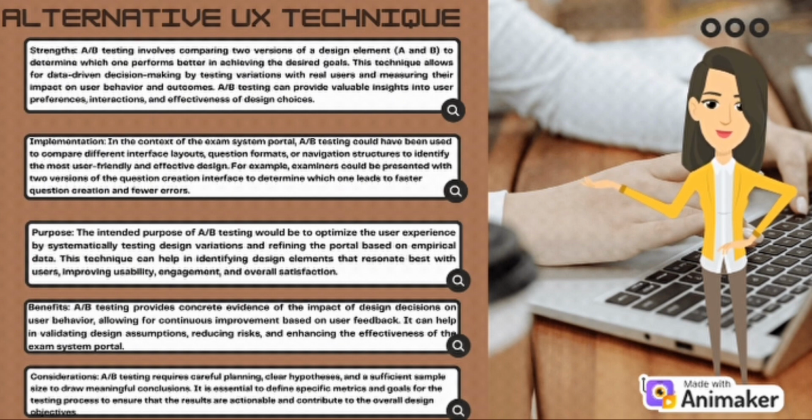In terms of consideration, A/B testing requires careful planning, clear hypotheses, and a sufficient sample size to draw meaningful conclusions. It is essential to define specific metrics and goals for the testing process to ensure that the results are actionable and contribute to the overall design objectives.